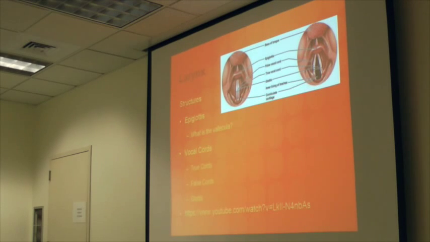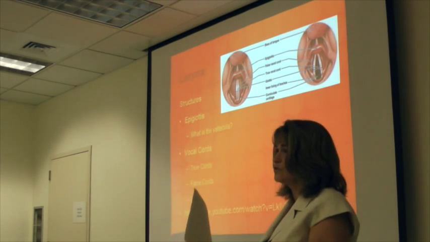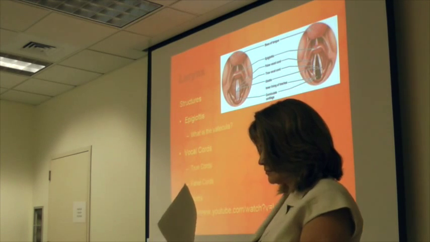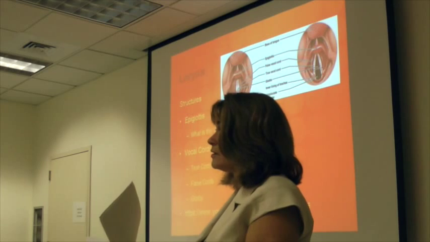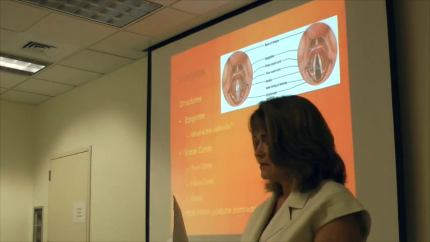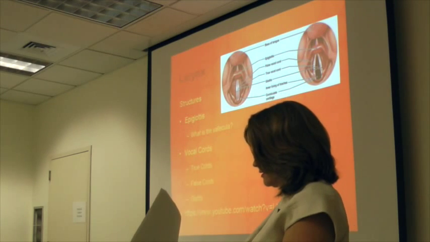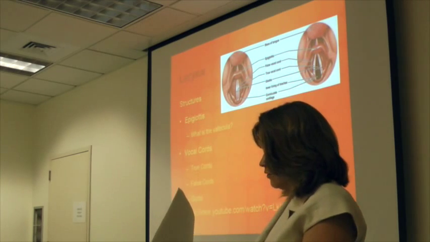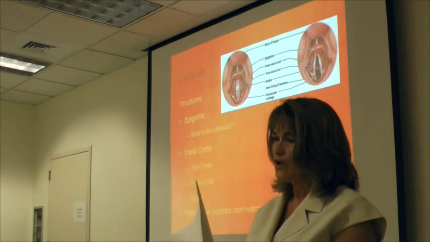I don't think you have to write that. The false cords are above the true cords, helps to close off the airway when generating pressure to cough. All right, so you can write that down. I'll read it to you. The false cords are above the true cords. Helps to close off the airway when generating pressure to cough.